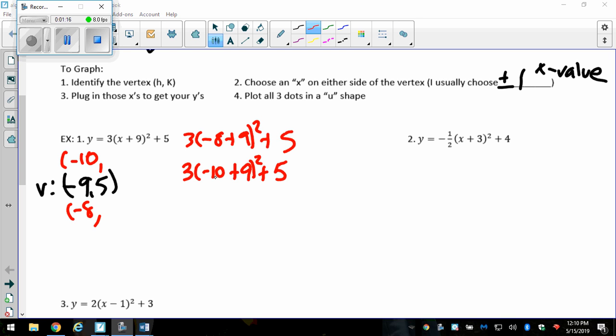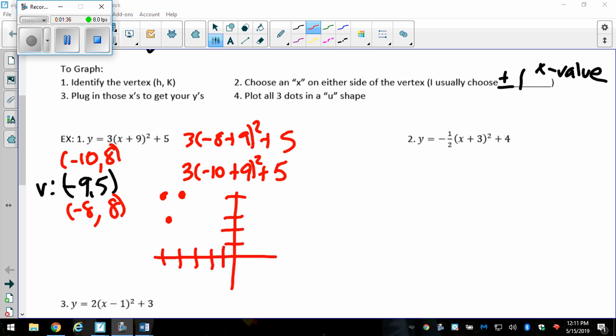When you plug in -8 or -10 down here, both times you should be getting out 8 as a y value. If you type that in your calculator right now, you can see that both of these will be 8, and they should match every single time. So you only have to check one of these from now on; you won't have to plug both of them in. I plotted the 3 dots, over -10, up 8, and you connect them in a U shape.